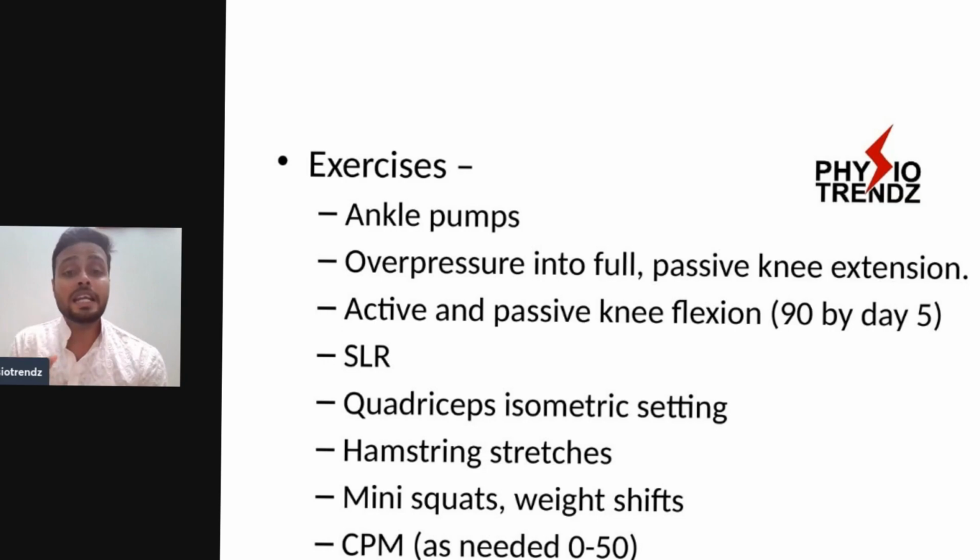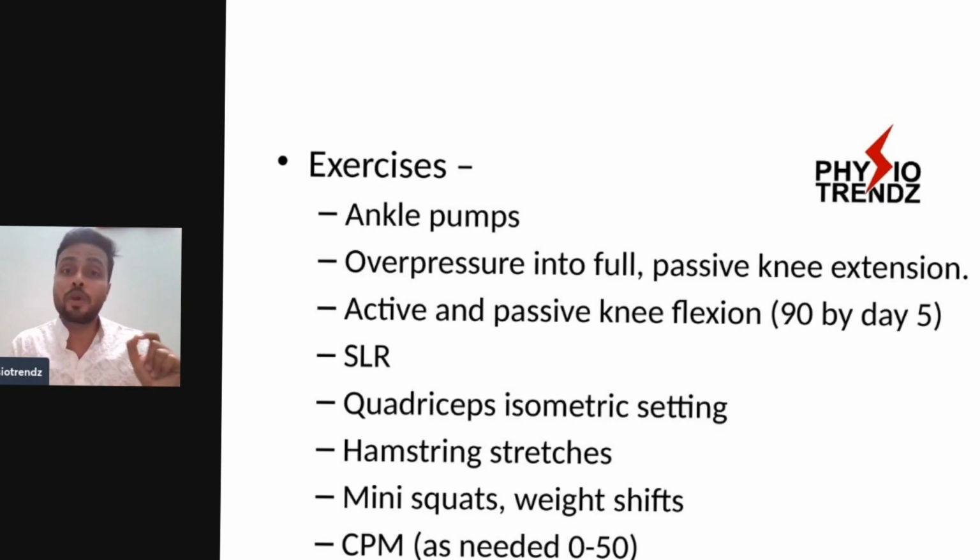phase. Active and passive knee flexion, in which our goal should be 90 degrees of passive knee flexion by day 5. SLR, which is straight leg raise, quadriceps isometric setting, static quadriceps exercises, hamstring stretches. Why? Because again we want to achieve complete knee extension.